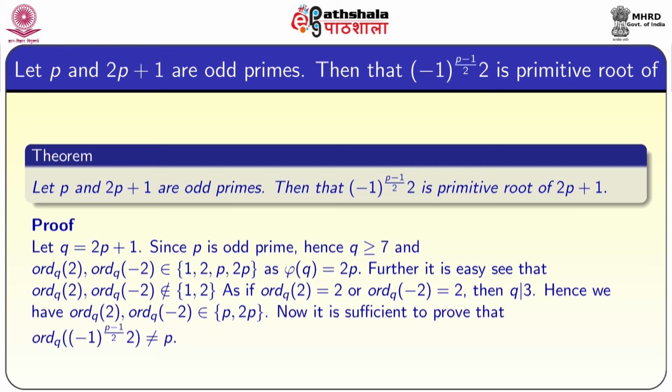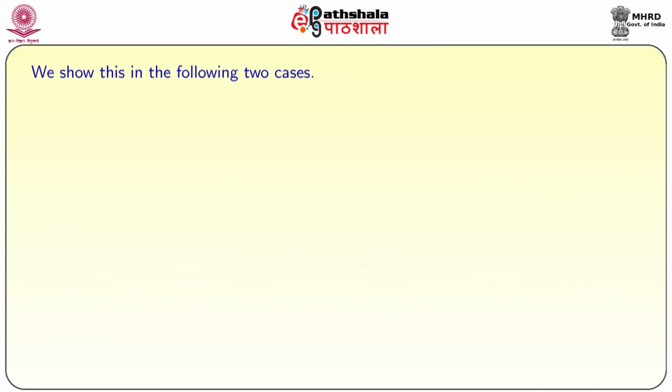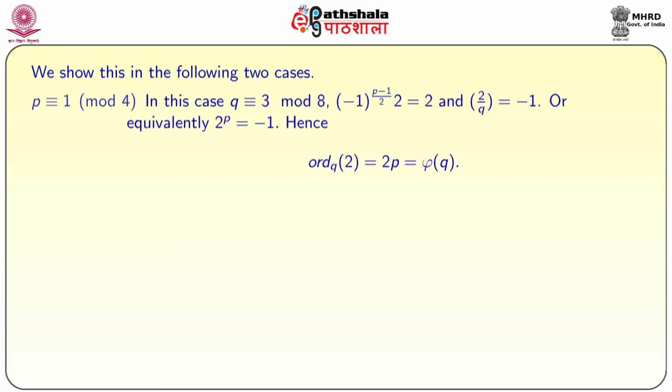Now, it is sufficient to show that the order of (minus 1) to the power (p minus 1)/2 times 2 is not equal to p; then it is going to be 2p and we are done. So, we show this by using two cases. Assume that p is congruent to 1 mod 4. In this case, q is congruent to 3 mod 8, that is (minus 1) to the power (p minus 1)/2 is equal to 1, and (2/q) is equal to minus 1, or equivalently 2 to the power p is minus 1. Hence, since 2 to the power p is minus 1, 2 to the power 2p is going to be 1. So, the order of 2 is equal to 2p, which is phi of q.